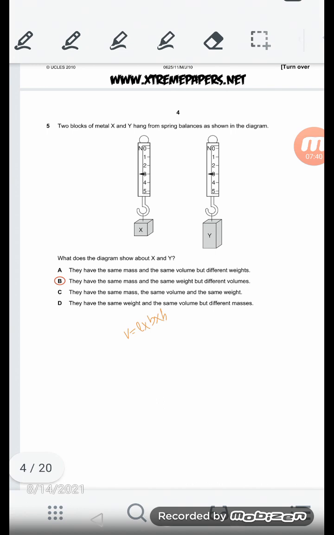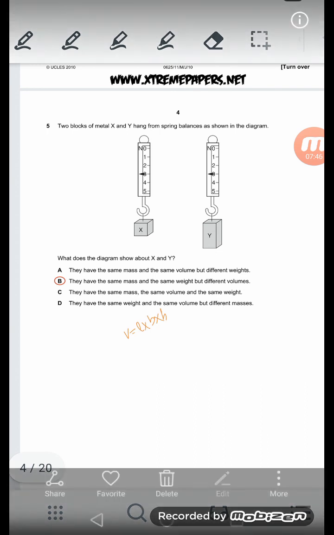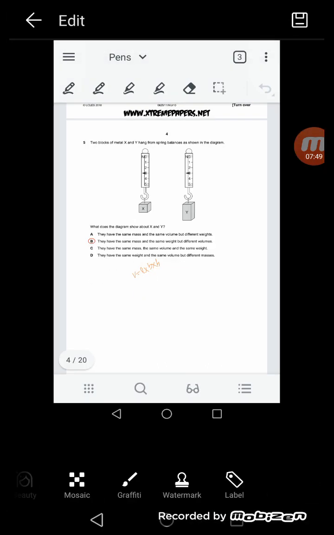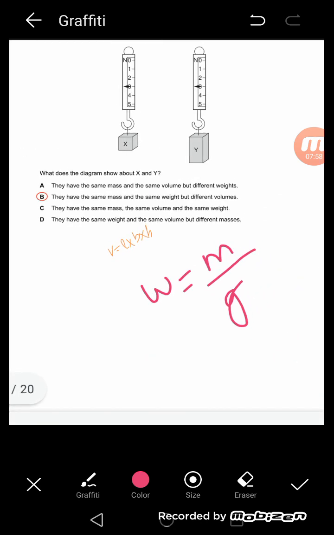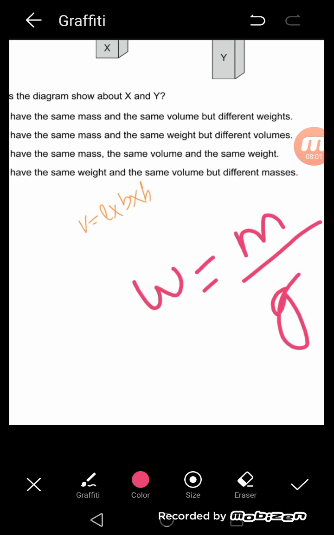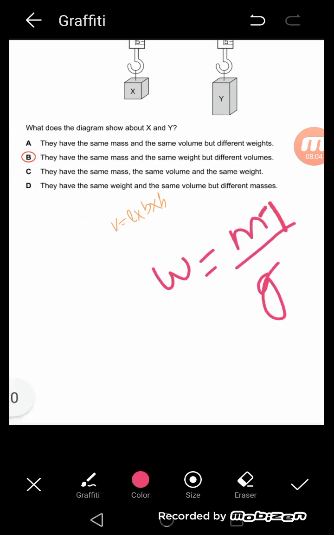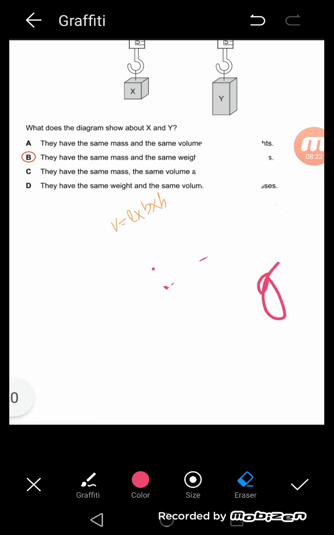What is the formula for weight? W is equal to mg. Mass is not affected by weight. See here, mass means the quantity of material.